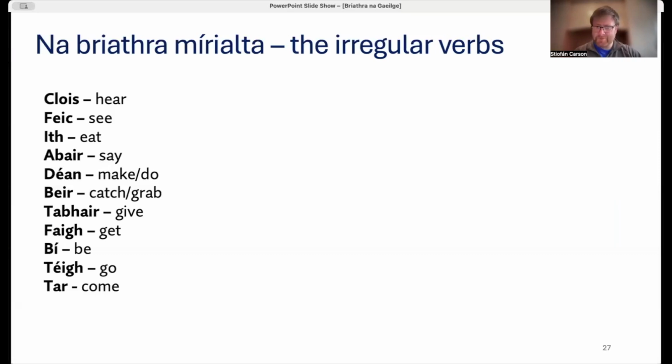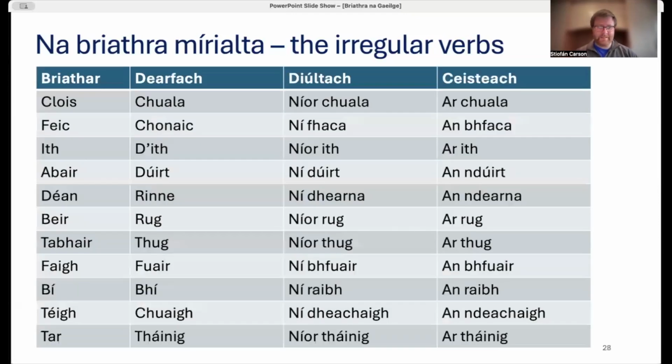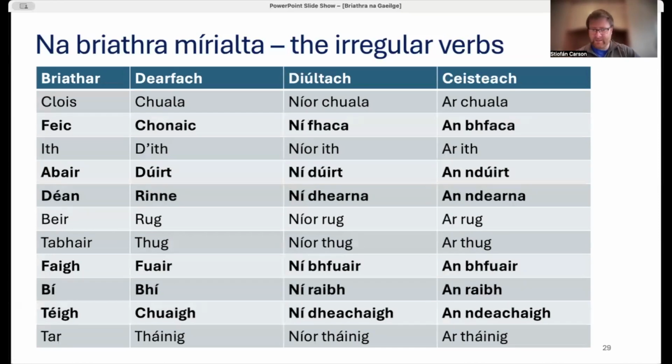These are irregular. Now, what does that mean? It means that some of them don't really follow the rules that I've shown you in the previous couple of slides. They kind of do their own thing. Some of them aren't so bad. Some of them are quite different from the rules that we've learned earlier on. In particular, the ones that I've highlighted.